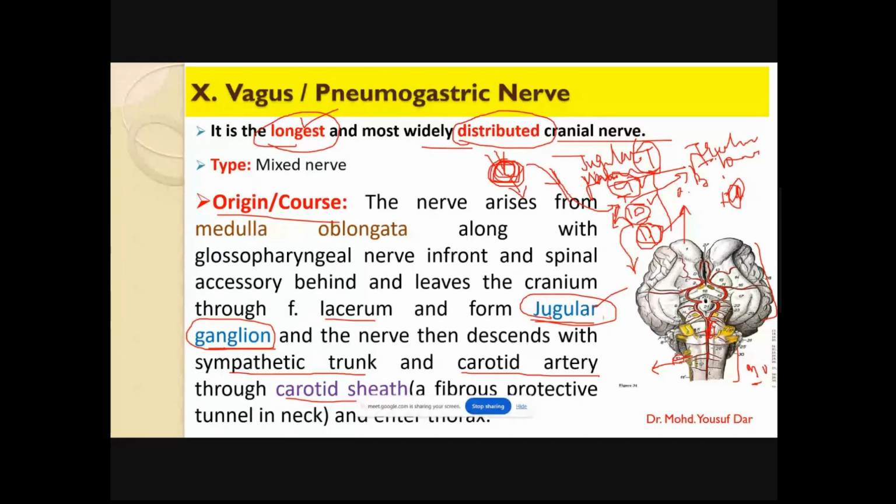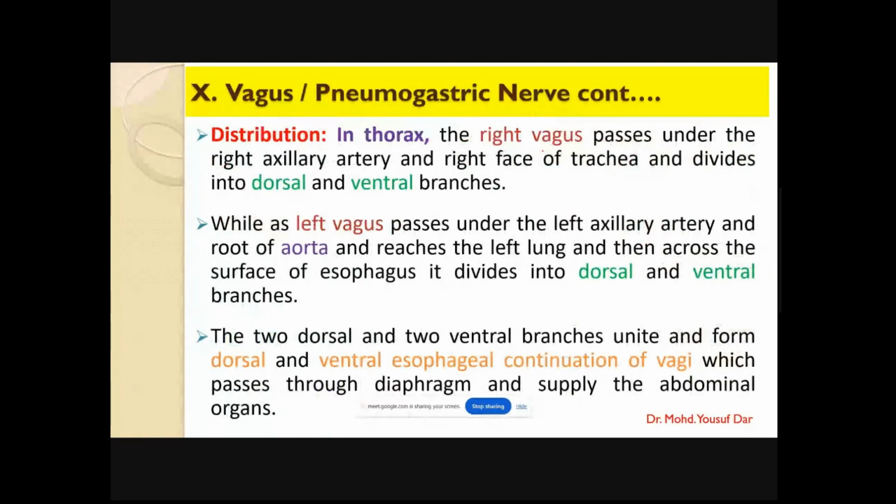Protective covering होती है ये. So from here, when it runs through the carotid sheath, finally this vagus nerve enters into the thorax. Thorax से through the diaphragm it goes into the abdominal cavity. So now coming here to the distribution.